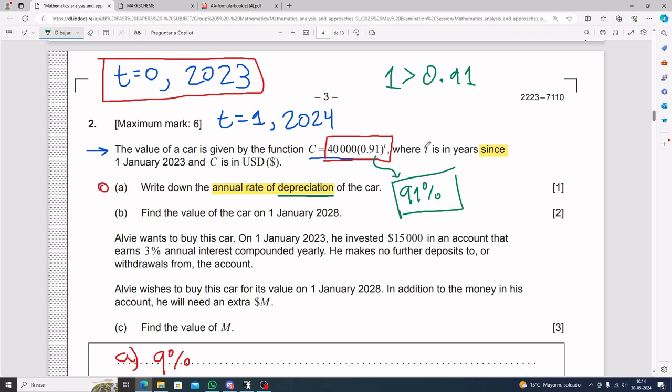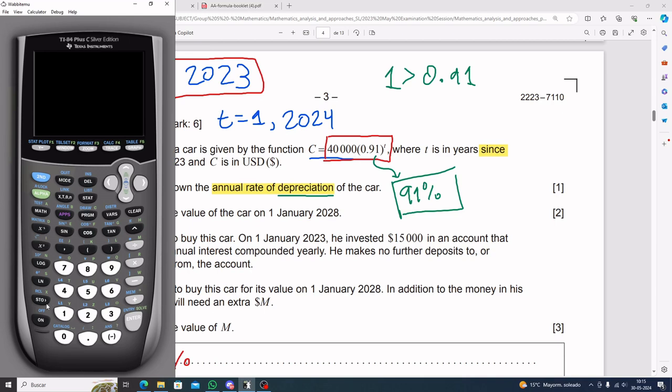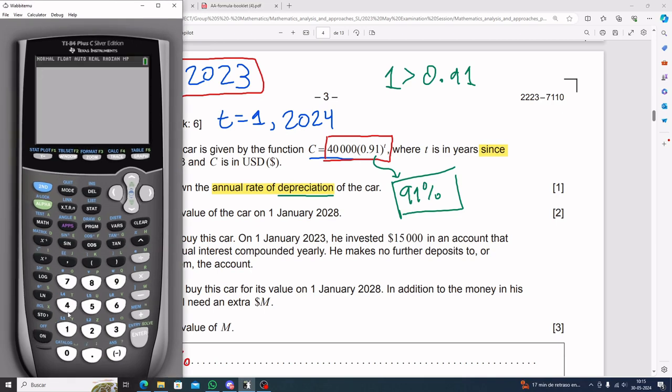Think about it this way. If it actually were 91%, then the value of the car would go from 40,000 to a really small number. But if you take this 40,000 and you multiply by 0.91, it's still pretty close to 40,000, right? And so there's no way this is a depreciation of 91%. It's actually the other way around. You're depreciating by 9% because that is how far you are from 100 or from 1. If you wanted to depreciate this by 91%, you would actually take the same number and multiply by 0.09, right?